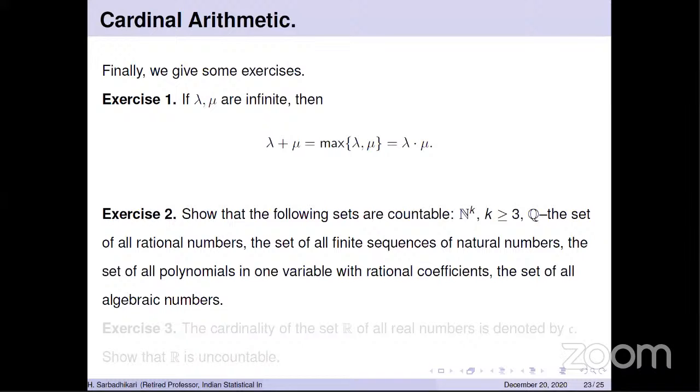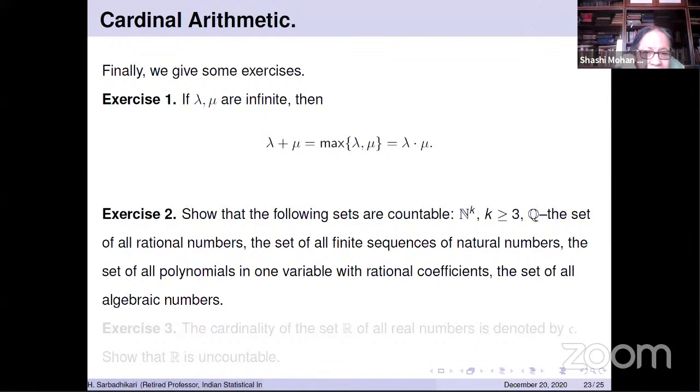Then let us see. What is the next one? All polynomials in one variable with rational coefficients. Well, I suppose you will get it straight away.